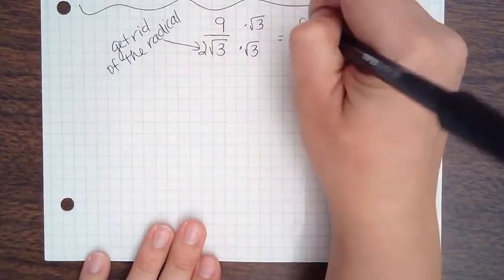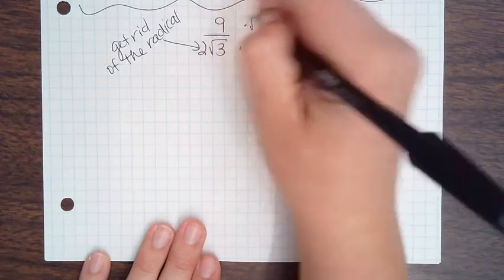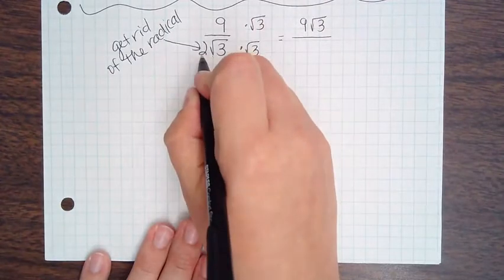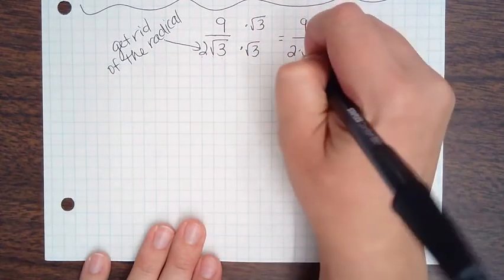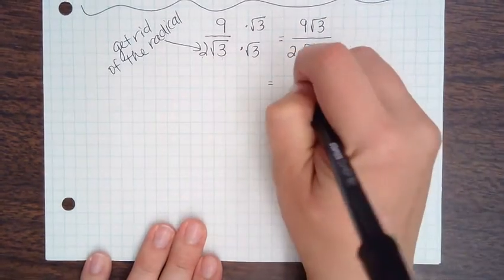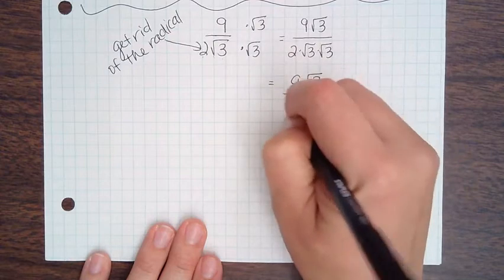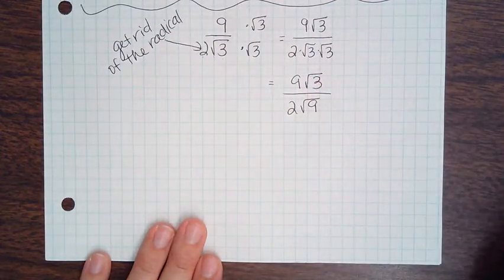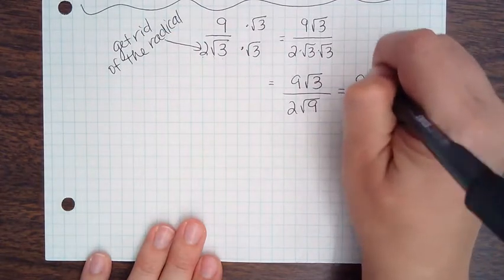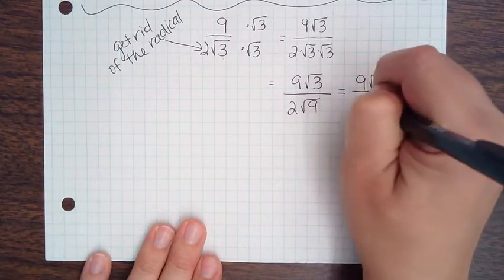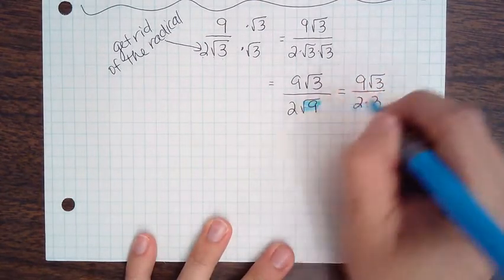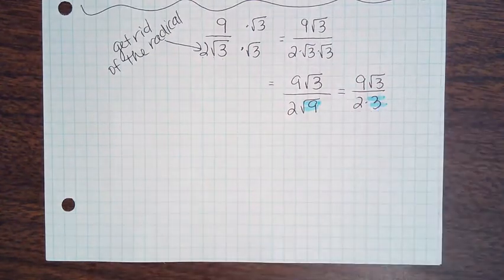Up here I get 9 root 3. This is outside the root, this is inside the root, therefore I can't really do much. Down here, I have 2 times root 3 times root 3. And that's going to give me 9 root 3 on top over 2 root 9. And then if I simplify it more, I get 9 root 3 over 2 times 3. Again, where did that 3 come from? Root 9 is the same as 3. And everything else kind of stayed the same.